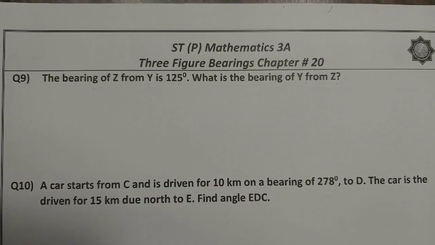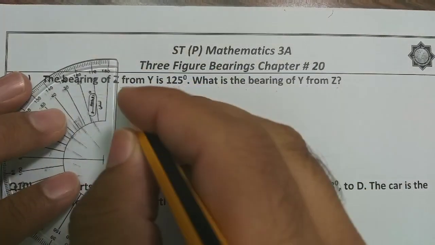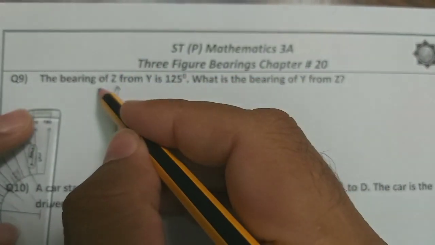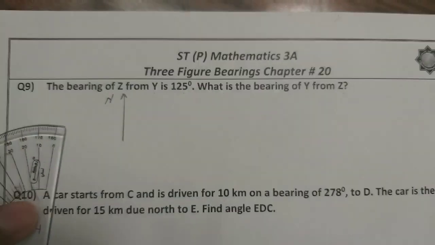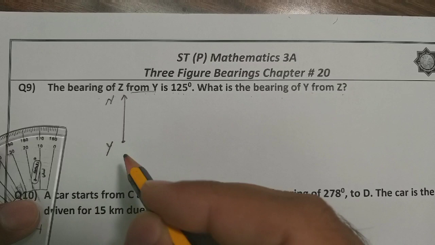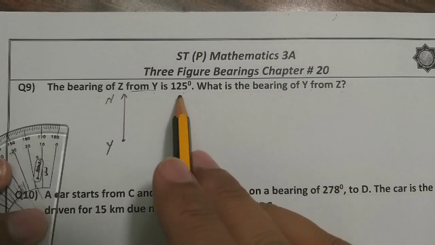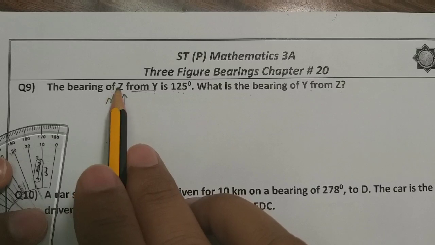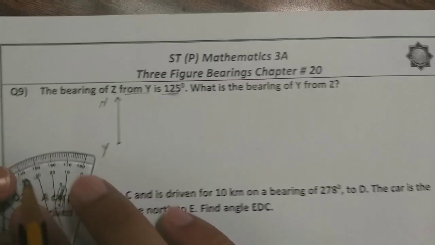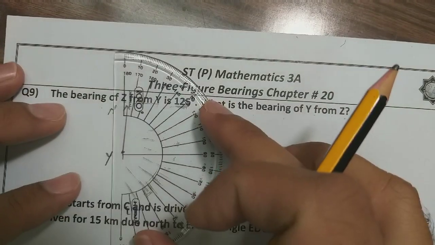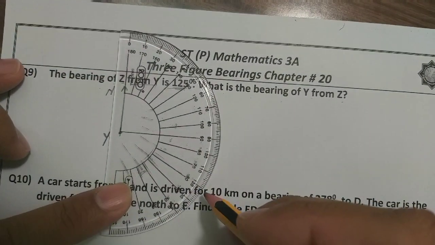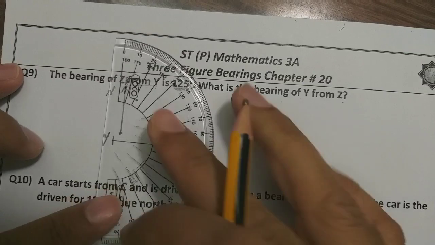So if we draw again the north line first, this is the north, and as in the question, from Y, it means this is the point Y. Now we need to find the bearing from Y of Z. What is the direction, what is the angle? 125 degrees. So 125 degrees we find somewhere here.